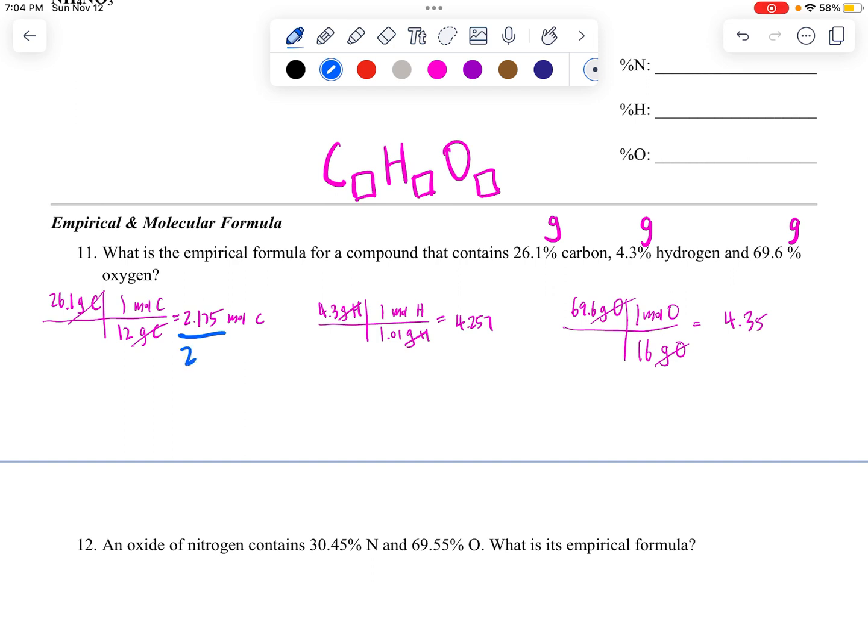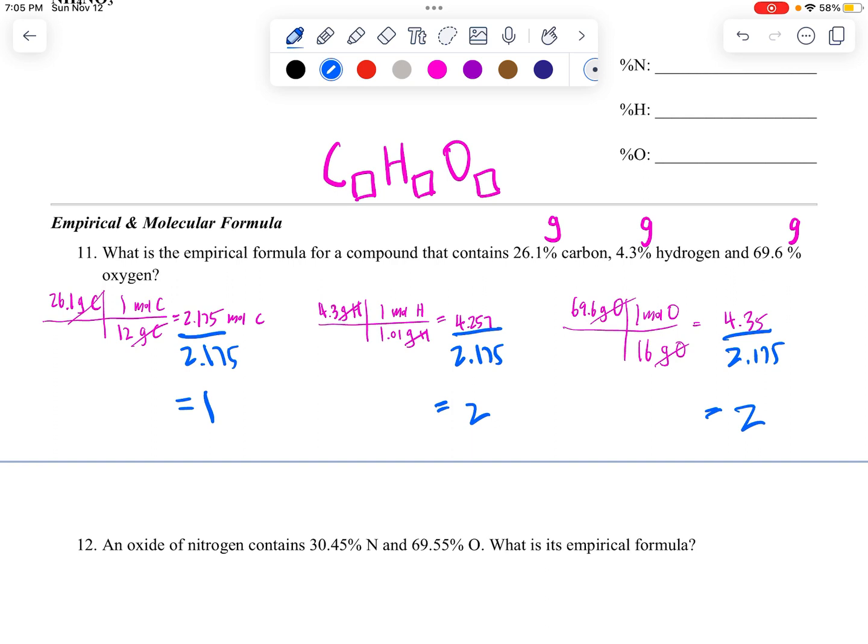So here's what I'm going to do. I'm going to divide by that very same number, and that's going to give me 1. I'm going to do the same thing here. Divide by 2.175, and that's going to give me a 2. Same thing here. If I divide by 2.175, it's going to give me roughly 2.